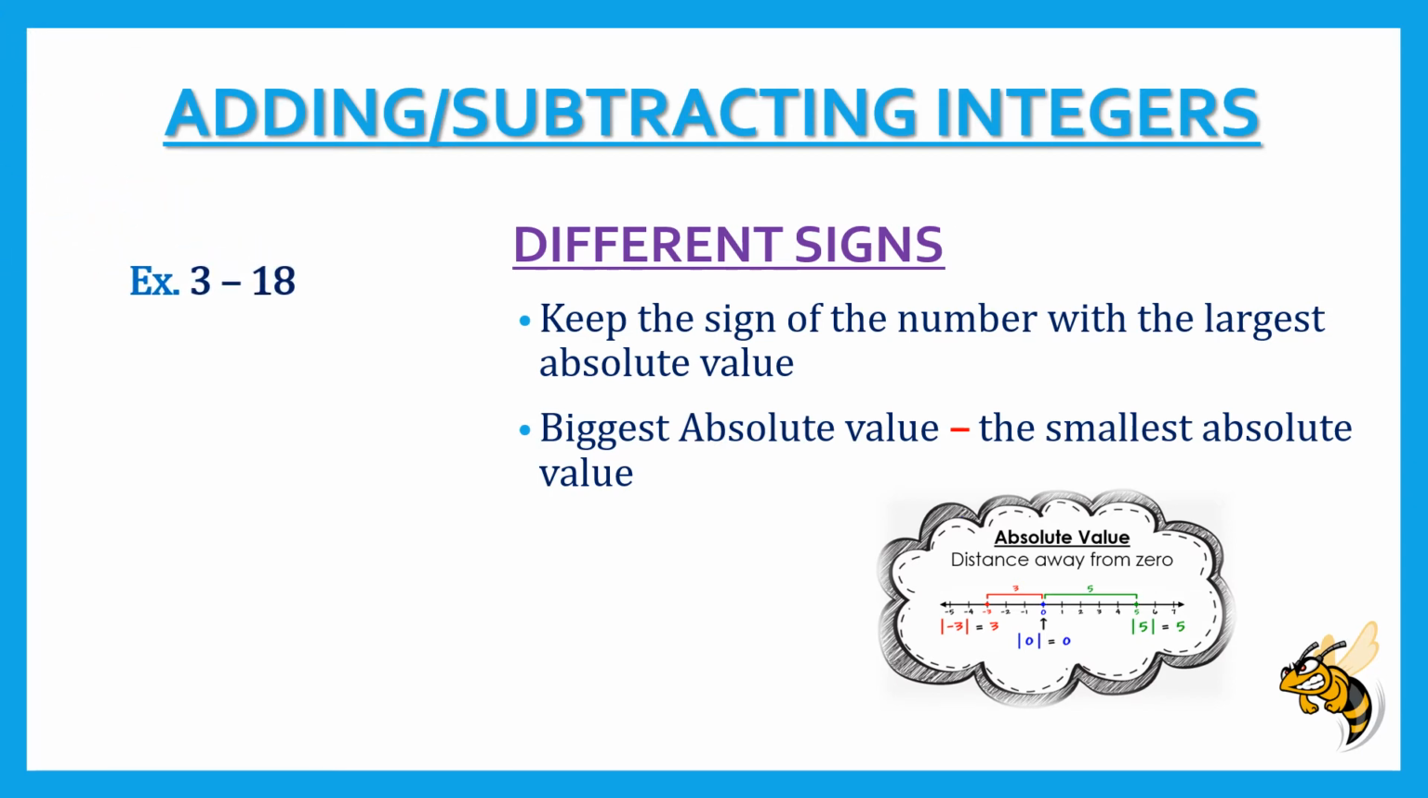Example, 3 minus 18. So it's a positive 3 and a negative 18. The absolute value of positive 3 is 3. The absolute value of negative 18 is 18. And 18 is larger than 3. So therefore, my answer will be negative because it was a negative 18. So it would be negative, 18 minus 3, because you're doing the biggest absolute value minus the smallest absolute value. 18 minus 3 is 15, so it'd be negative 15.